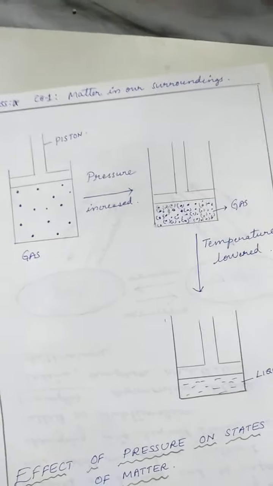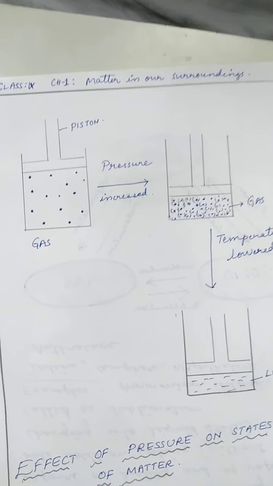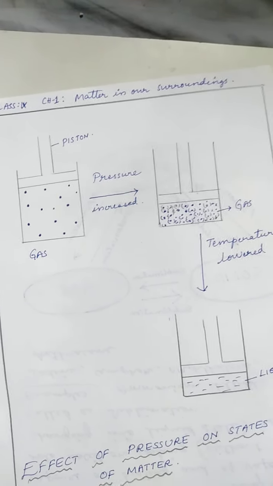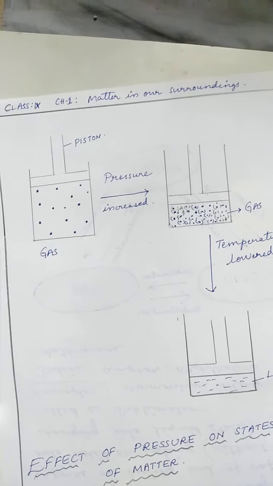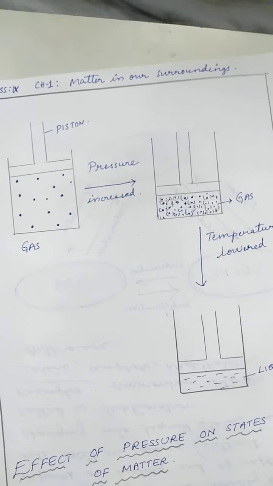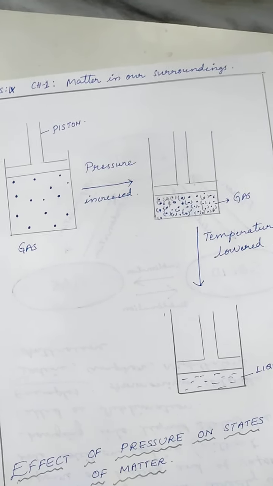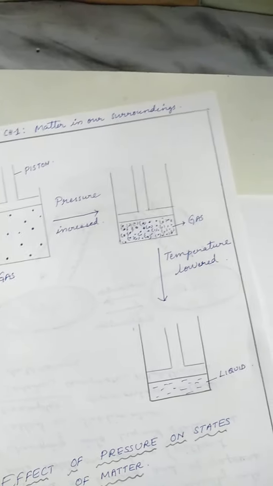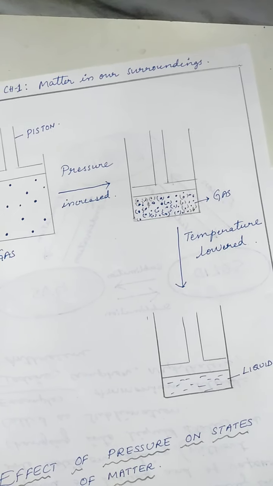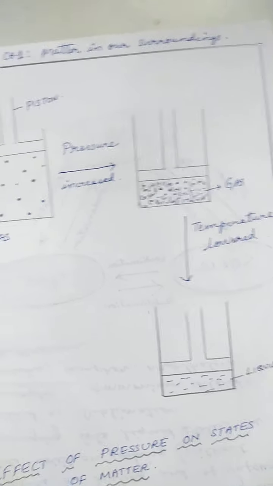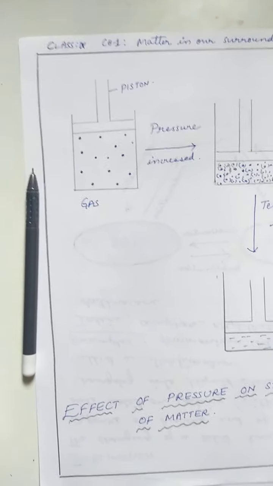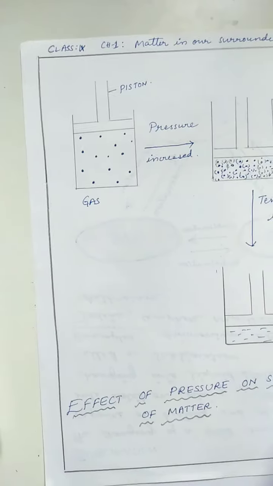Now let us consider the other situation, decreasing the pressure and increasing the temperature. What happens when you decrease the pressure and increase the temperature? Let us consider one example, solid carbon dioxide. Solid carbon dioxide is stored under high pressure. Do you know what's the other name of it? Yes, it's dry ice. When solid carbon dioxide is kept exposed to air, its pressure decreases to normal atmospheric pressure, and when it happens, it changes into carbon dioxide gas directly.